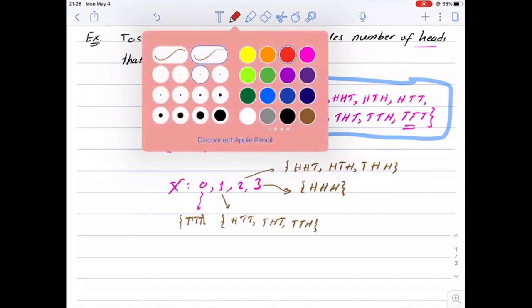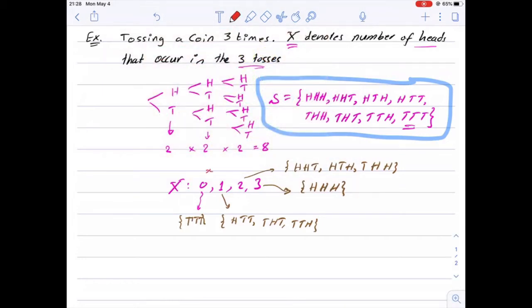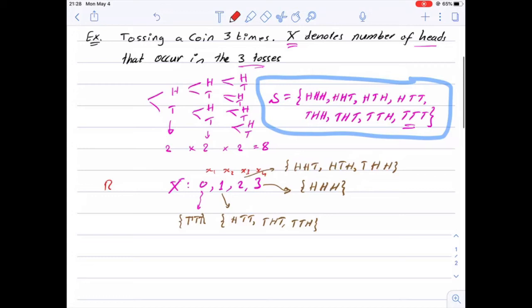Now these numbers are denoted by little x. So this is x1, little x2, this is x3, this is x4. And in general, the random variable is denoted as X capital letter or Y capital letter. So this is a random variable. So it assigns to each outcome some number.